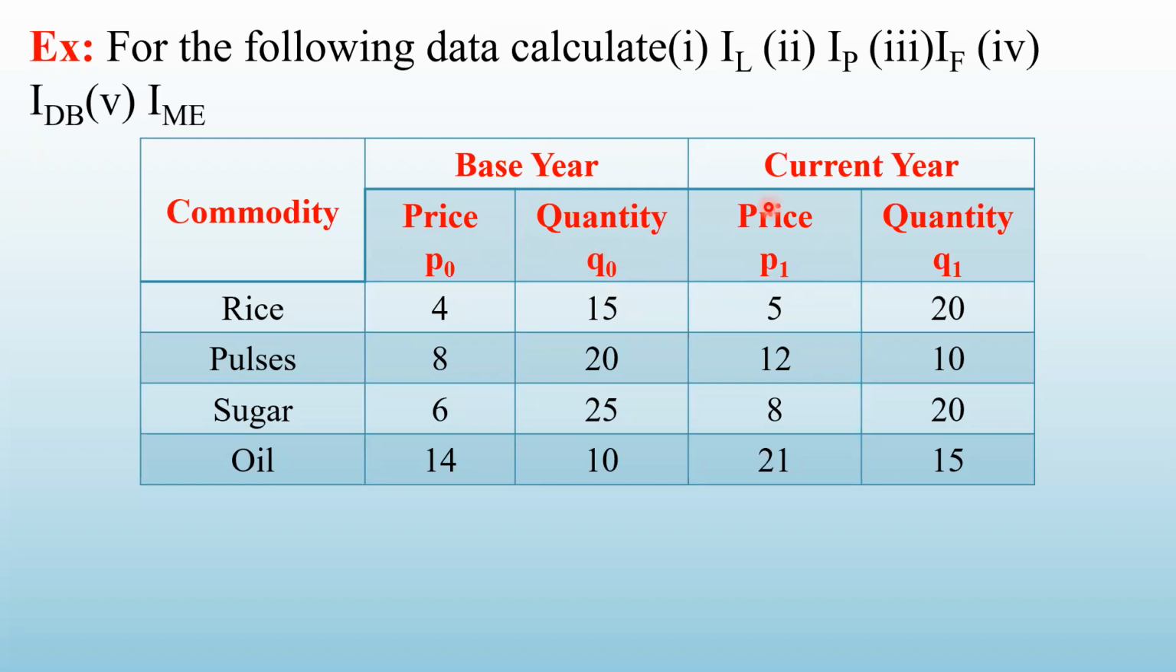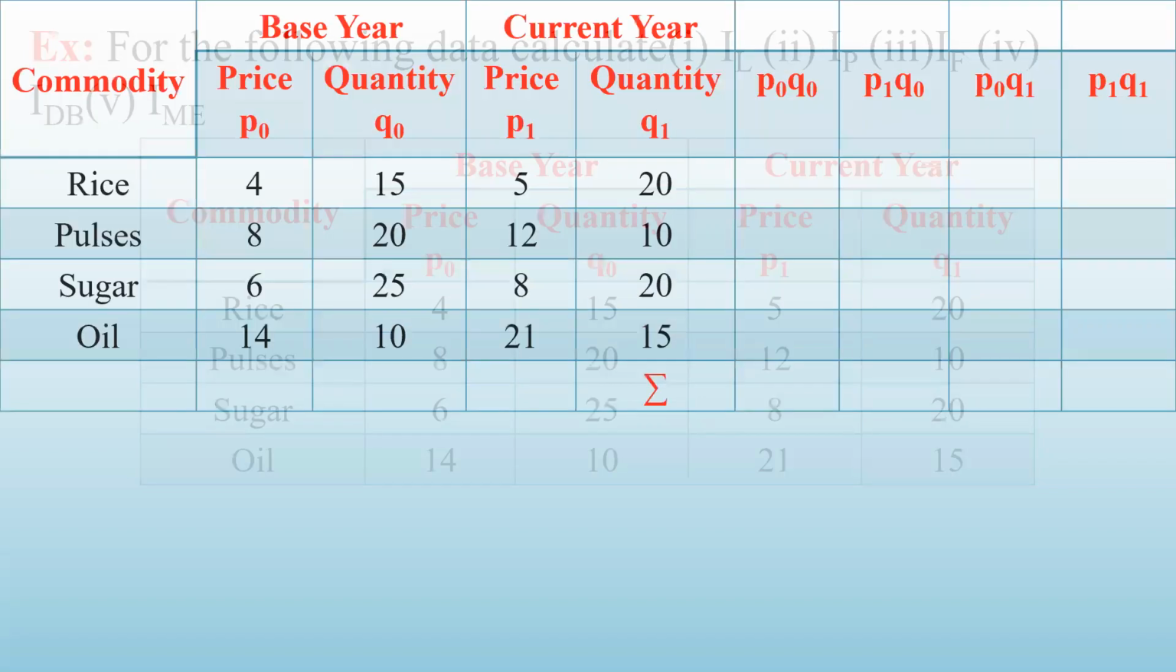What is this? Price, we denote by P. For current year, this column stands for P1. And similarly, this quantity, we denote by Q, and for the current year we denote it by Q1. We put a suffix as 1. So we give the notations to different columns. I have copied the same table in the next slide here.